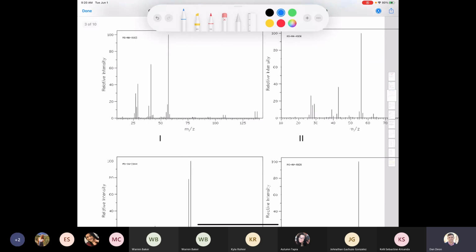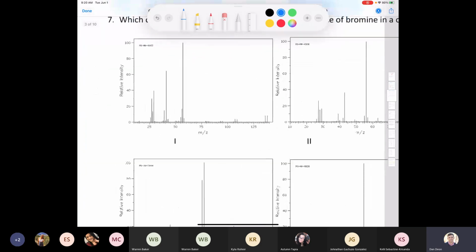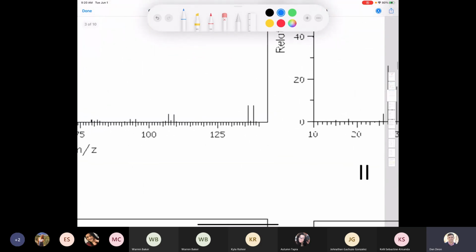So if you look at the top end of all of these, you can see that for this one we have, going from 125, 26, 27, 28, 29, 30, 35, 36, 37, 38. So we have 136 and 138, and they're in about a 1-to-1 ratio. So that means this would represent our molecular ion, and this would represent our M+2 ion.